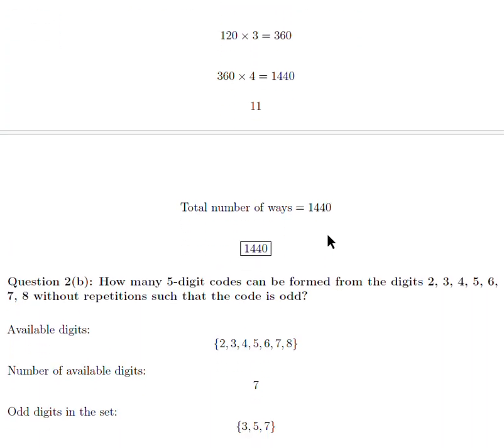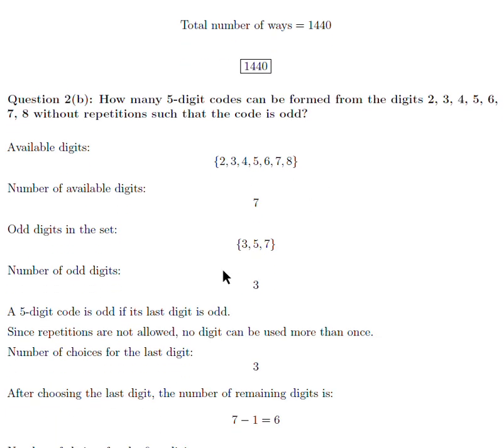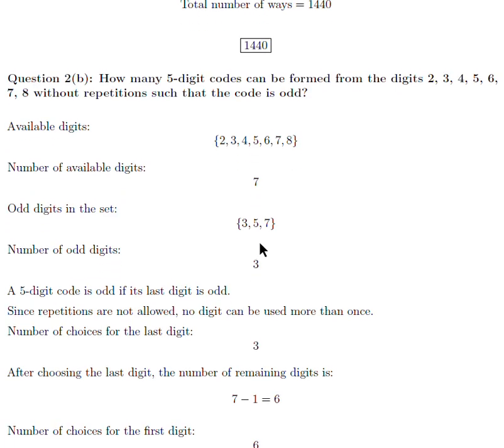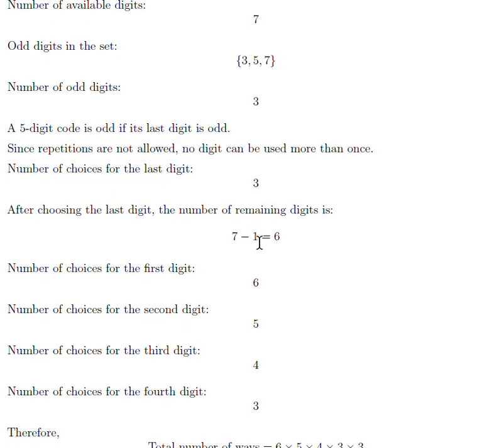Now, this second example is similar. It's saying the last digit in this case is odd. So our last digit will just take 3 of the 7 choices: 3, 5, 7. Those are the odd numbers. And the same procedure ensues.